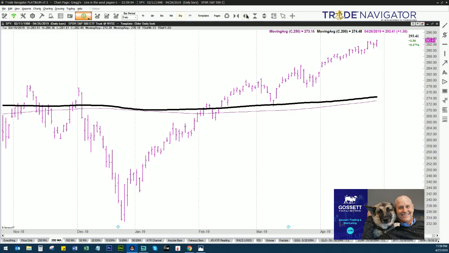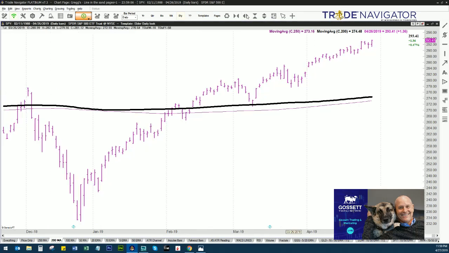People ask me, what's the first thing you look at when you look at a new chart? I've thought a lot about that, and I think without a doubt, the first thing I look at is: is it above the 200-day moving average?